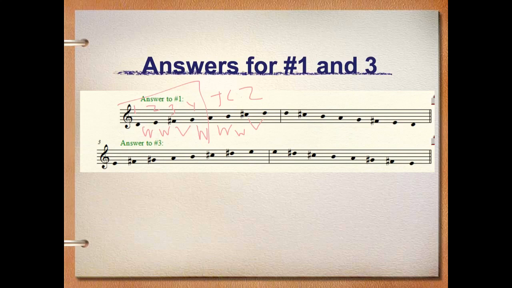Answer to number 3: E, F sharp, G sharp, A, B, C sharp, D sharp, E. So check the answer. Always go back and check your work. So we have a whole step between 1 and 2. We have a whole step between 2 and 3. And we have a half step between 3 and 4, G sharp to A. We connect tetrachord 1 by a whole step to tetrachord 2, which has B to C sharp, whole step, C sharp to D sharp, whole step, and D sharp to E, half step, thereby giving us the E major scale.